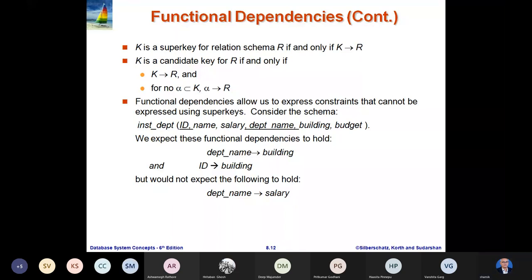In this case, are we assuming that a particular department is situated in one building only? Because otherwise, it won't hold. Like if Physics is in Watson building and Einstein building both, then that functional dependency should not hold, right? Very good point. Yes, absolutely.